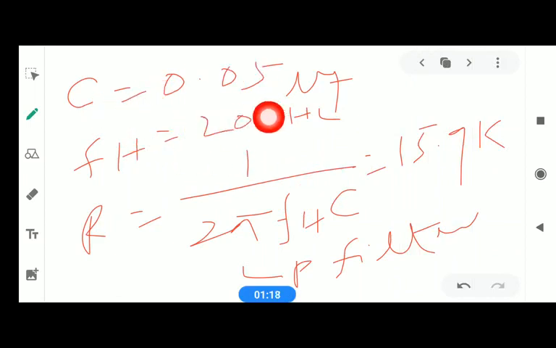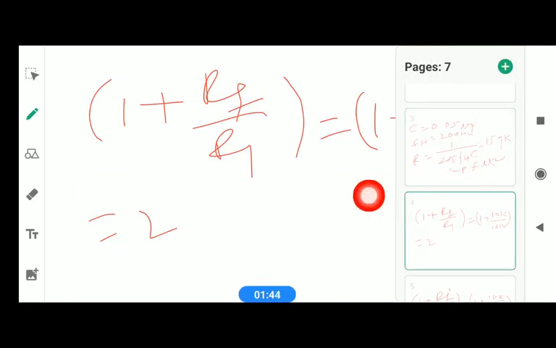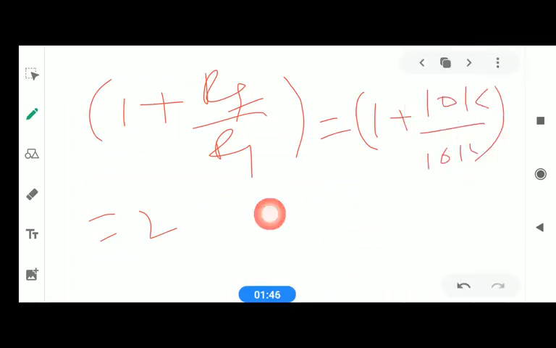In case of the low pass filter, we consider C equal to 0.05 microfarad, where FH is given as 200 Hertz. R is equal to 1 divided by 2 pi FH C, which will again give you 15.9 kilo ohm for the low pass filter also, right?